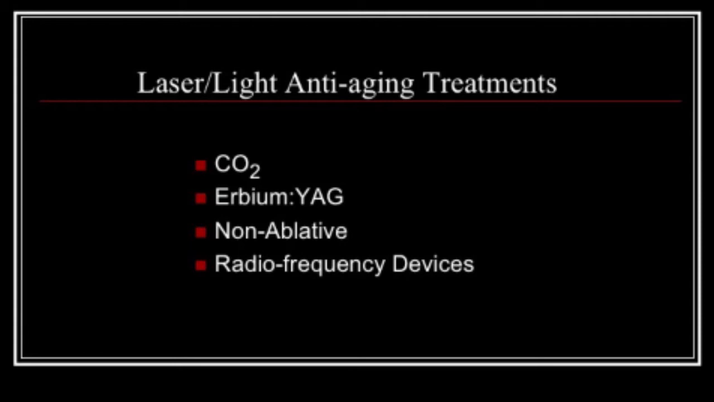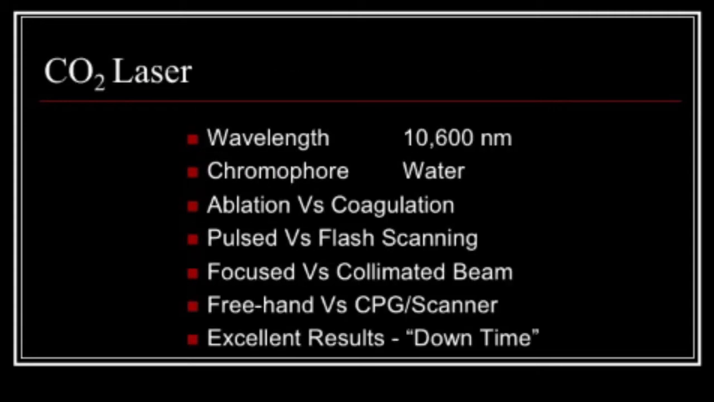So all the treatments that are used for anti-aging purposes: lasers in terms of light, energy-based devices, CO2, erbium, a variety of non-ablative lasers, and then radio frequency devices. So CO2 laser, we know the wavelength is 10,600. The chromophore is water. It causes ablation and coagulation. It can be used as pulsed, a flash scanning device. It can be used with a focused or collimated beam. You can use a CPG scanner or freehand. The first lasers were freehand, and then we got the scanners, so it became a lot easier to do that.